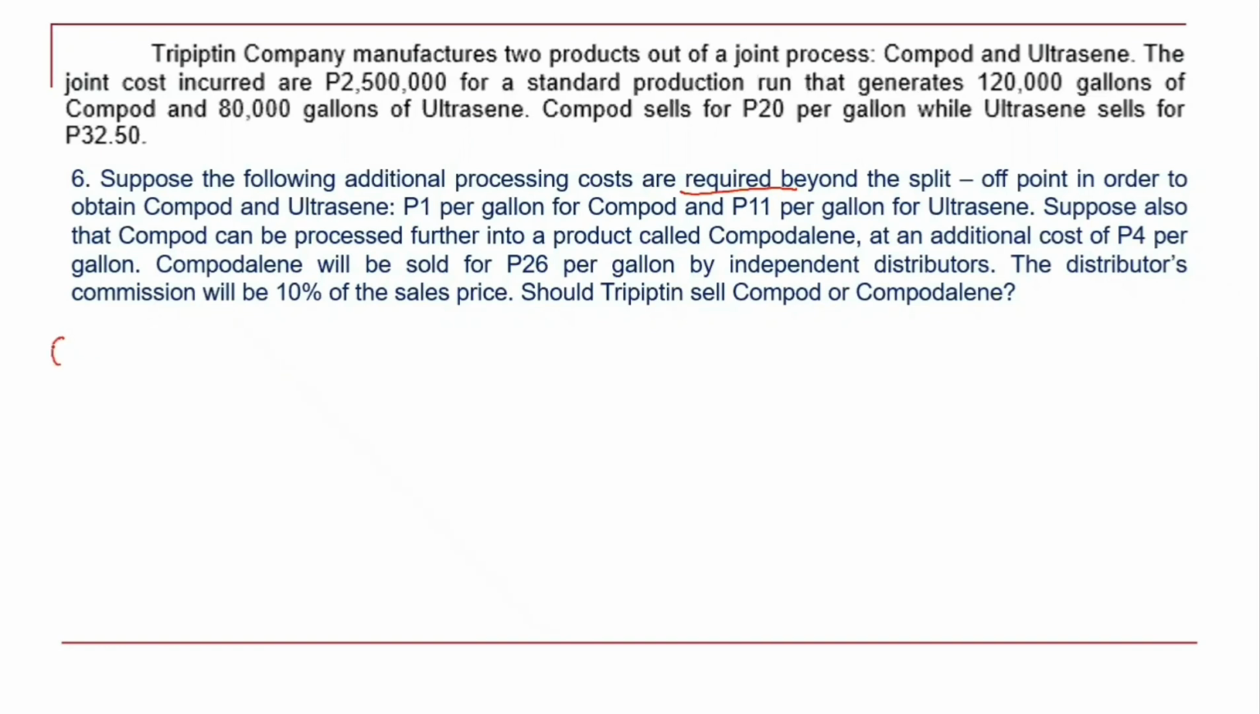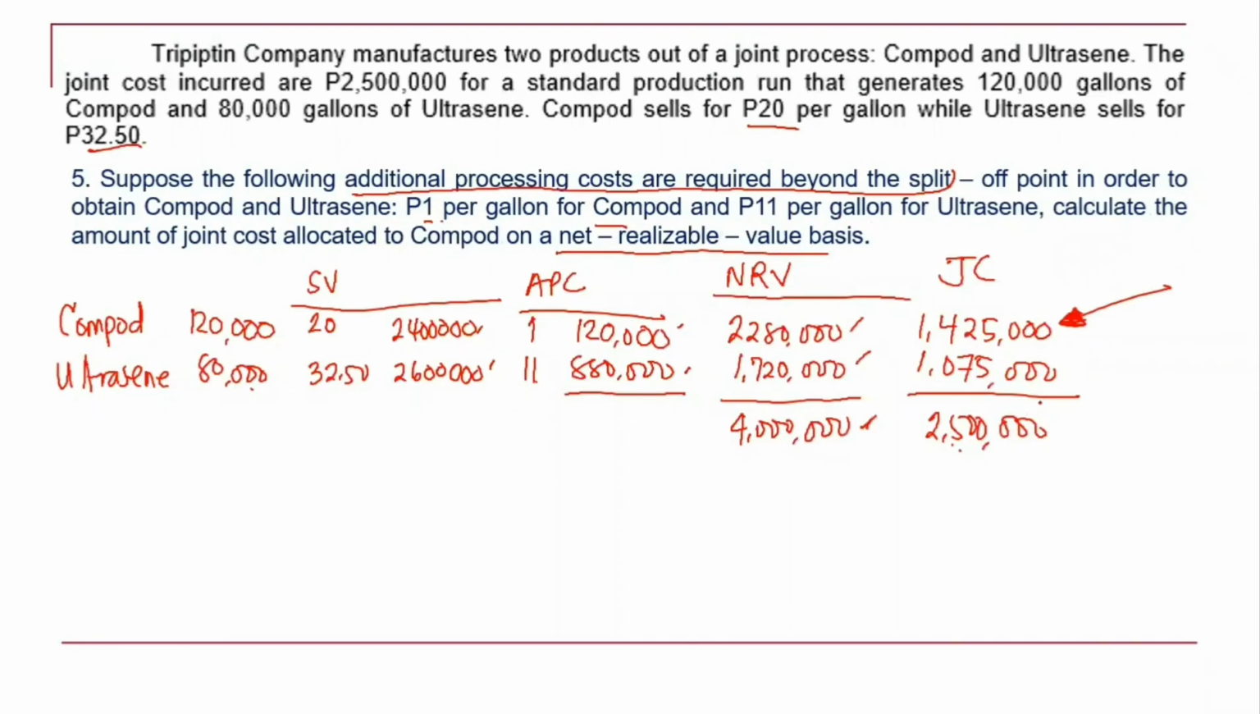Okay, so gawin po natin Compod, Ultrasin. Kaya lang, tingnan po yung kasunod ha. Suppose also that Compod can be processed further into a product called Compodalin at an additional cost of 4 pesos per gallon. So nandun pala tayo sa point of view na balik tayo, ito na po yung starting point natin na may joint cost na po tayo kay Compod at saka kay Ultrasin. Ngayon, ang kailangan po natin, mula kay Compod, ipaprocess natin at magiging Compodalin po tayo.